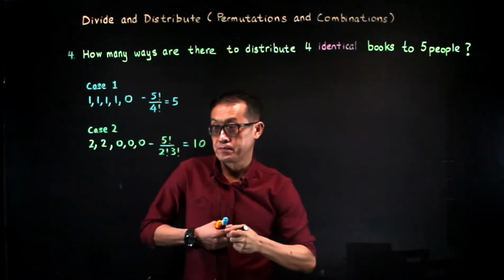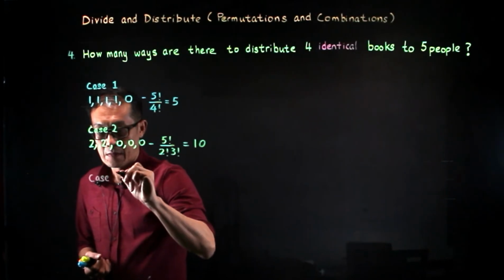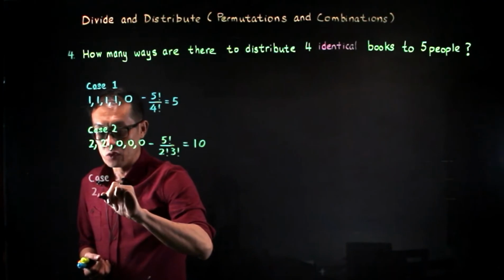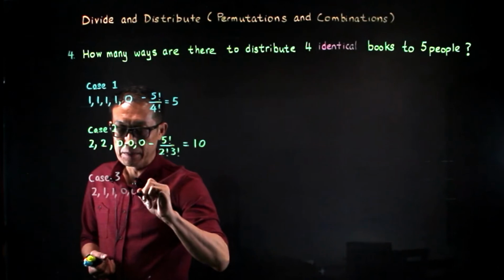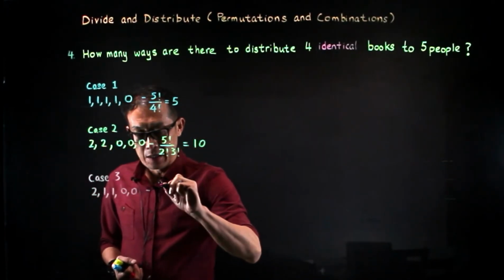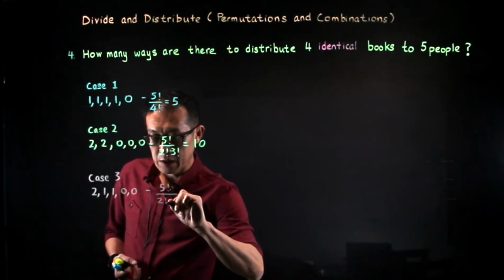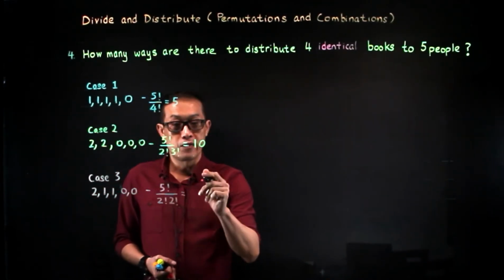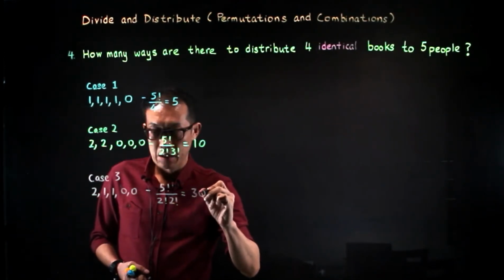Case 3. Let's now divide the books into 2 groups of 2 followed by 1 followed by 1. The remaining 2 people will get 0 books. So how many permutations are there? 5 factorial divided by 2 factorial divided by 2 factorial. This you will get 30.